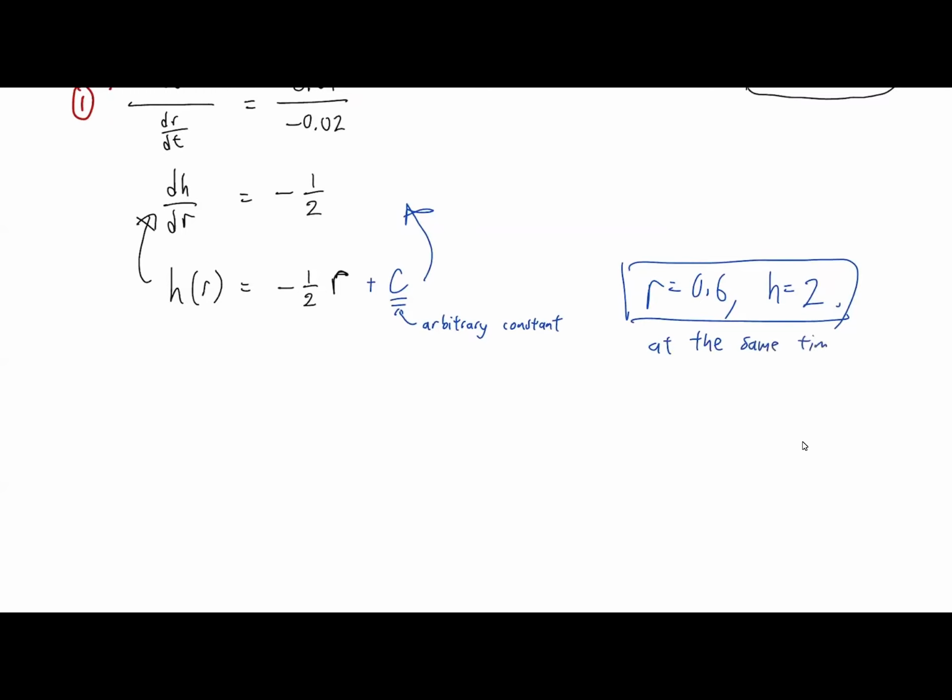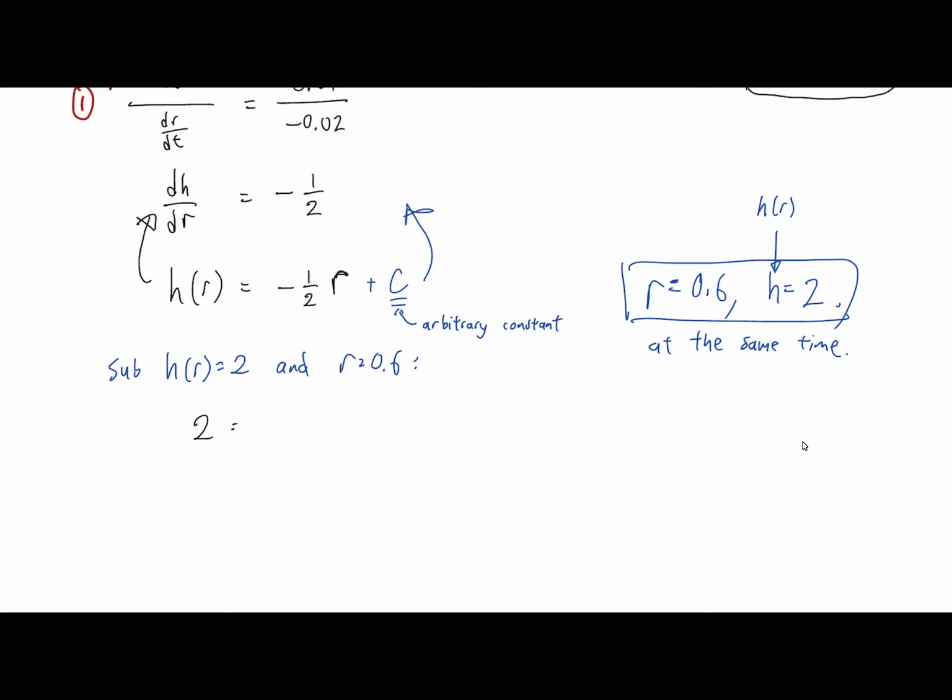Okay, is that acceptable? That was a given condition, right? So that means that we can actually substitute. This h is the same as h of r. Sub in: 2 equals negative half times 0.6 plus c. So you can sub h of r with 2 and r with 0.6, and from there, you can solve for c.